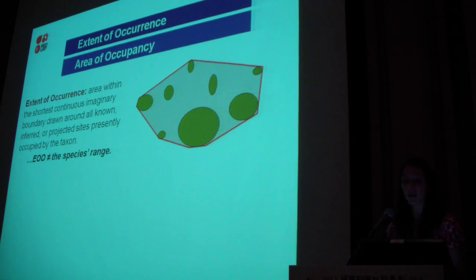So in the first, the extent of occurrence, it's the area within the shortest continuous imaginary boundary drawn around all of the known, inferred, or projected sites that are presently occupied by the taxon. So you wouldn't include historical point localities, for example. You would be looking at the species' current distribution and all of the areas where you know the species is found or you believe the species is found. You would draw what we call a minimum convex polygon. So none of these angles are greater than 180. And within that polygon, that is the extent of occurrence.